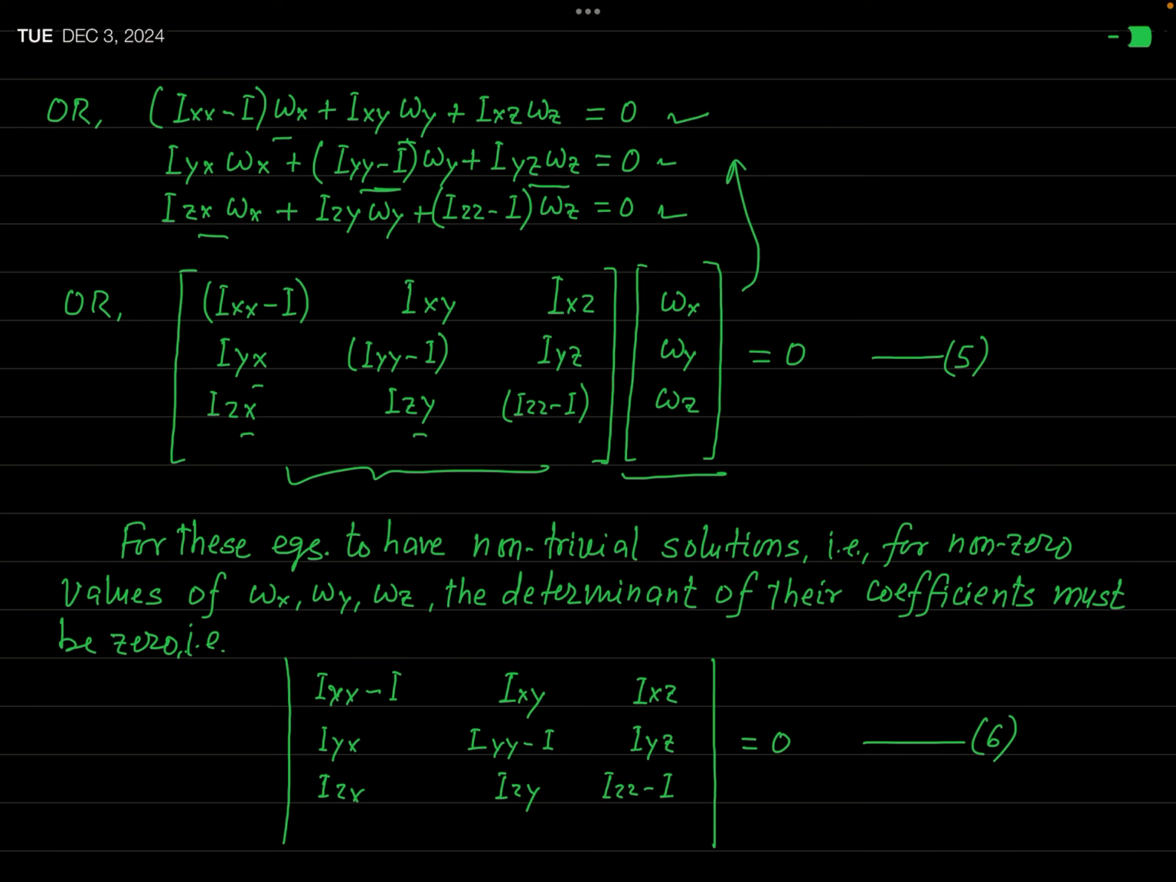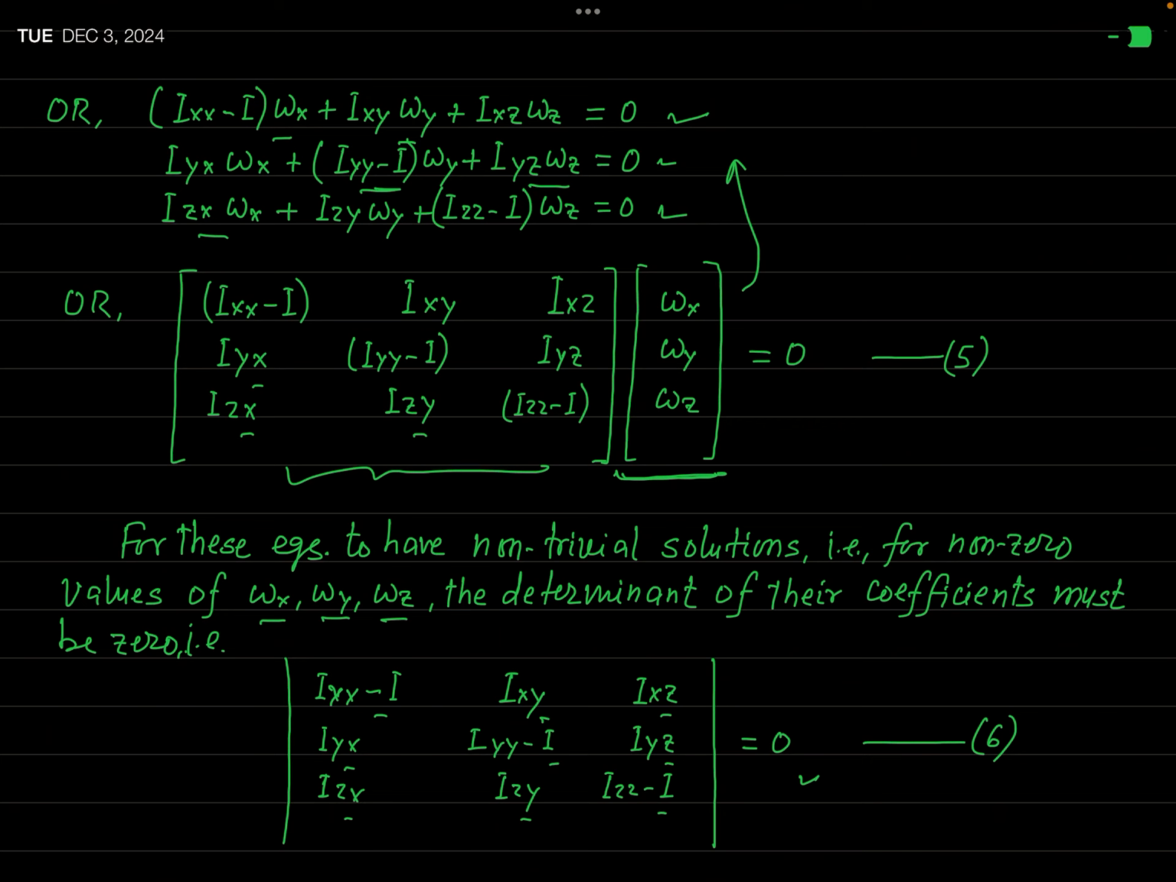Okay? And you know from the theory of determinants that this column vector will have non-zero value only when the determinant of this 3 by 3 matrix is equal to 0. So you can say for non-trivial solutions of the equations in 5, we must have the determinant of the coefficients of omega x, omega y, omega z equal to 0. That must vanish. So for getting the non-zero value of this column vector, we can write the determinant of Ixx minus I, Ixy, Ixz, Iyx, Iyy minus I, Iyz, Izx, Izy, Izz minus I is equal to 0.